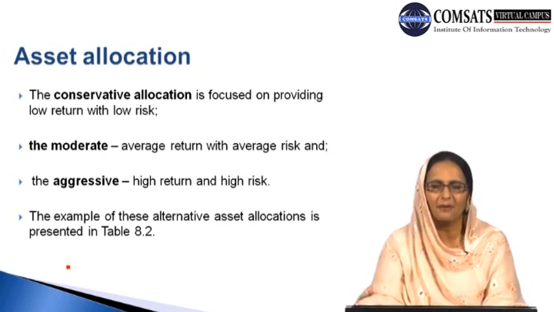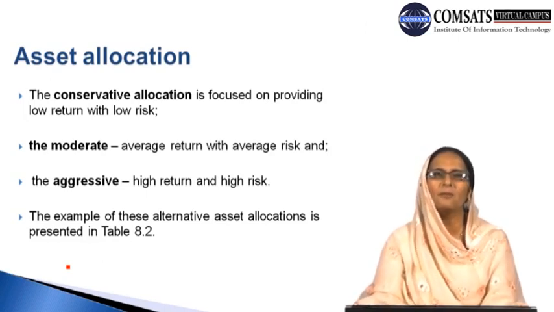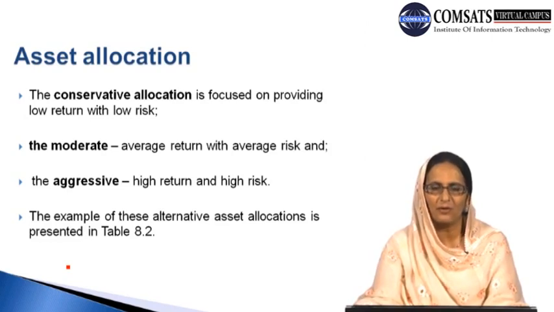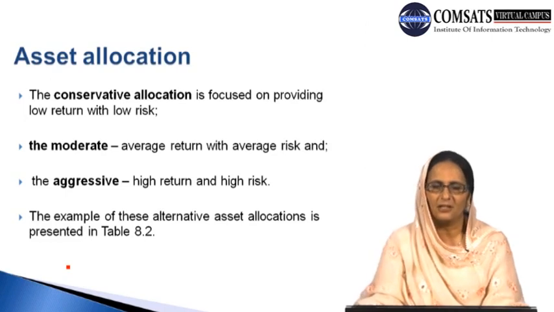And then we have the second type of asset allocation, which is the moderate type of asset allocation. These investors concentrate on average return, where the moderate level of risk is associated with the moderate level of returns, and this is specific for the investors who prefer the moderate type of asset allocation. Then we have the third type, which is the aggressive type of asset allocation, which is associated with high return and high risk. The example of the asset allocation is presented in the table.